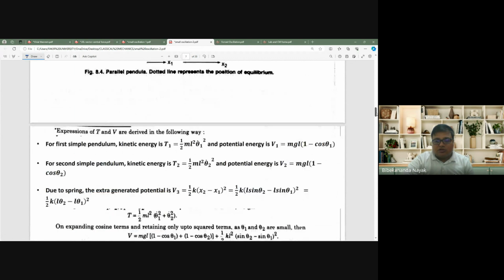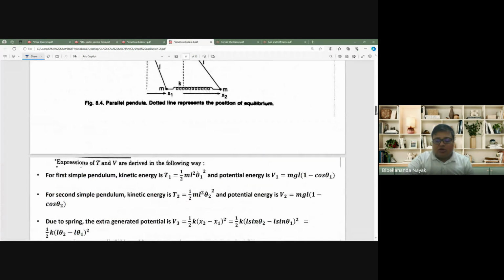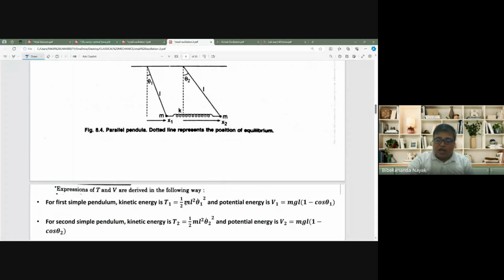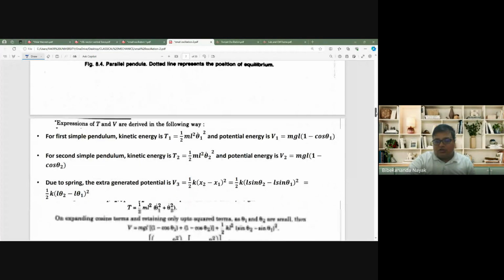So you can solve it. The first pendulum's kinetic energy will be that of a simple pendulum, half m L square theta 1 dot square. Potential is mgl times 1 minus cos theta. Here for theta 1 we get one pendulum, and theta 2 is another pendulum with the same expression.